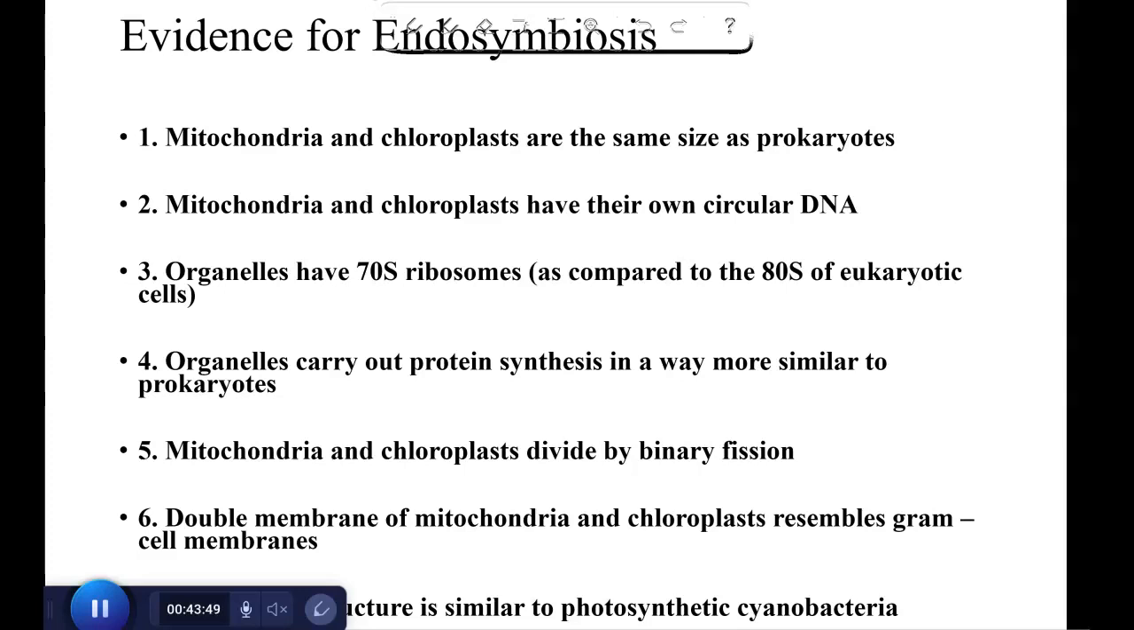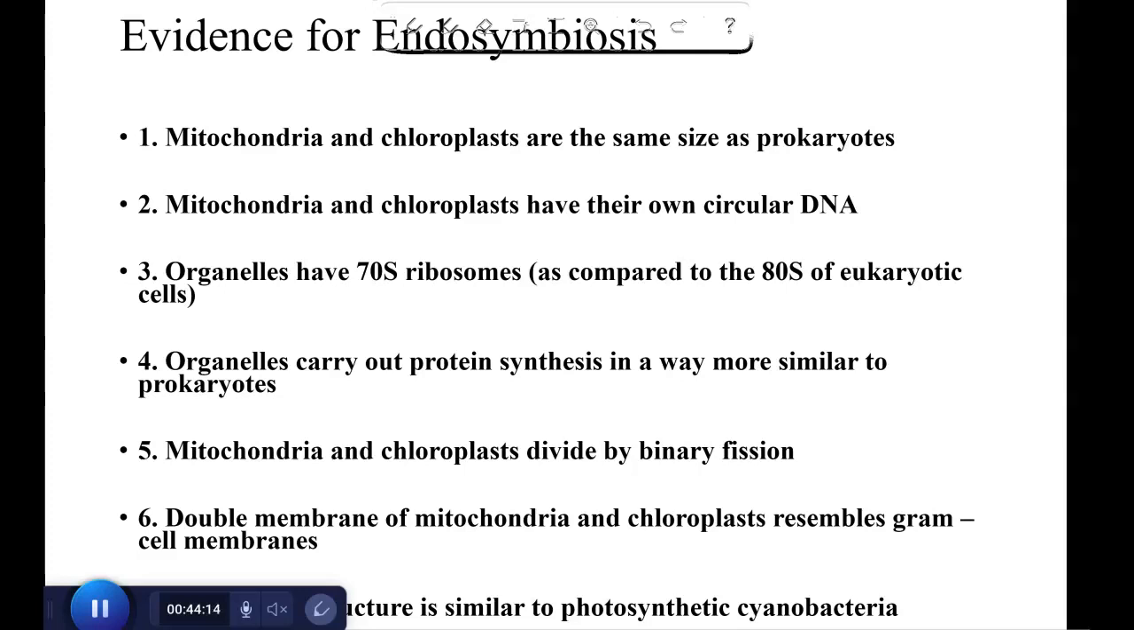So first off, mitochondria and chloroplasts are the same size as prokaryotes. So same size as our bacteria. Okay, that's not really conclusive enough, but wait, there's more. Mitochondria and chloroplasts also have their own circular DNA. Who else has their own circular DNA? We just talked about the DNA in prokaryotic cells. They too have circular DNA.